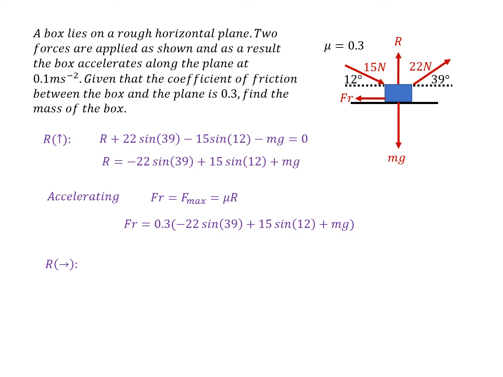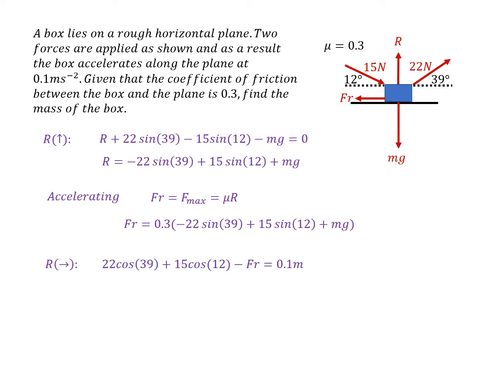And now we can resolve parallel to the plane. So that means that we don't need to take into account these two forces because they have no component parallel to the plane. We've got the component of the 22 Newton force parallel to the plane, which would be 22 cos 39, and the component of this force parallel to the plane, which will be 15 cos 12, and then we've got the friction, which is parallel to the plane.